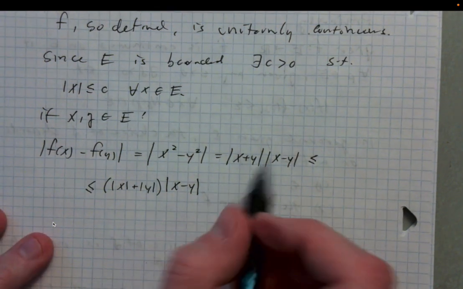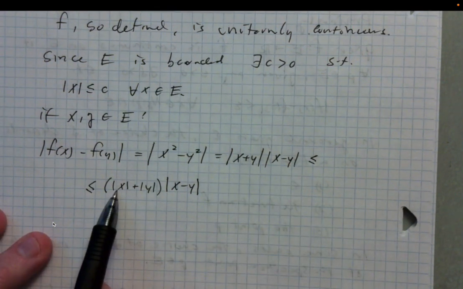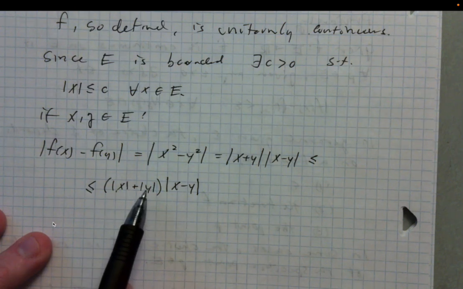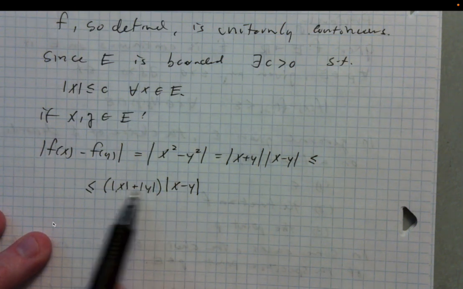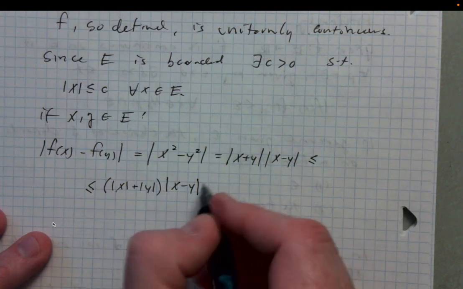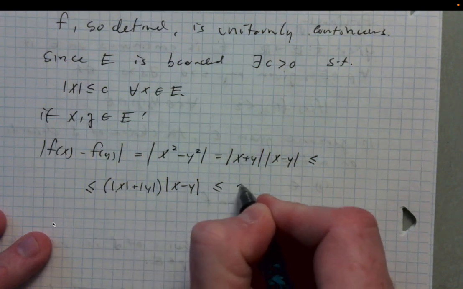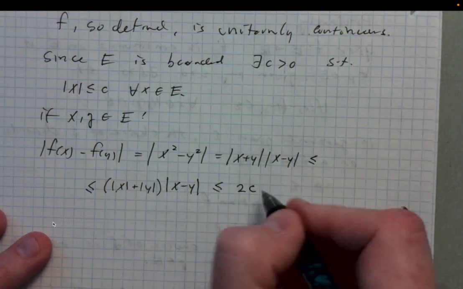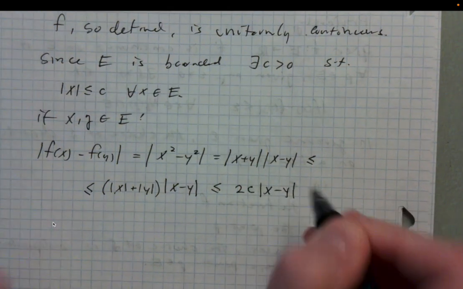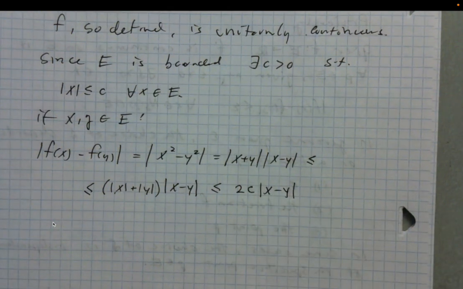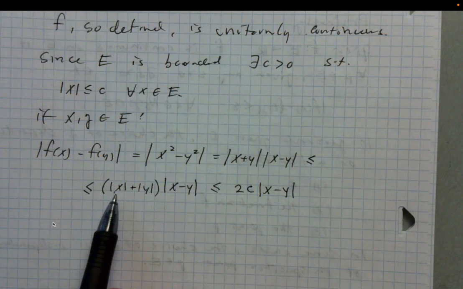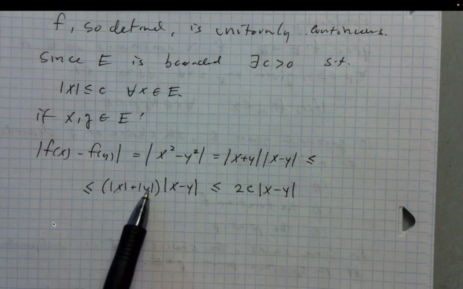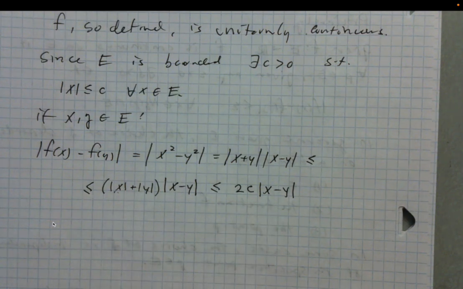And this, well, x is less than or equal to c, and y is also less than or equal to c. And so this piece of it here is less than or equal to 2 times c. So we'll say less than or equal to 2 times whatever this c happens to be times the absolute value of x minus y. Keep in mind, this is just because of the fact that the domain is bounded, x has to be less than or equal to c, and also y has to be less than or equal to c.